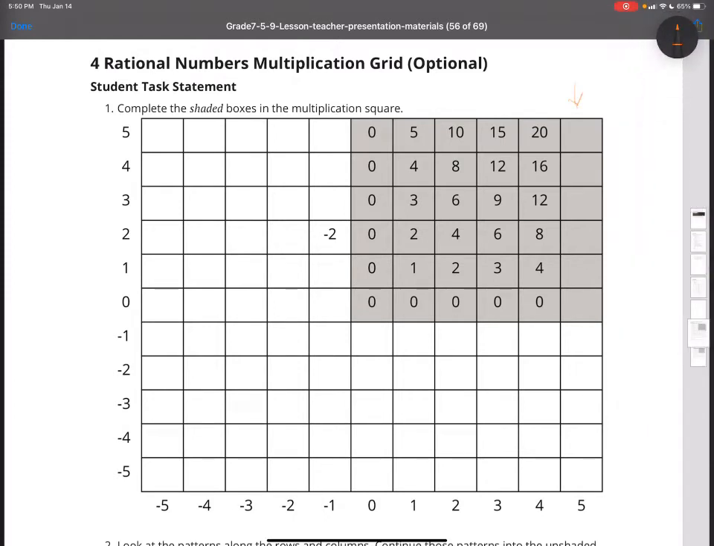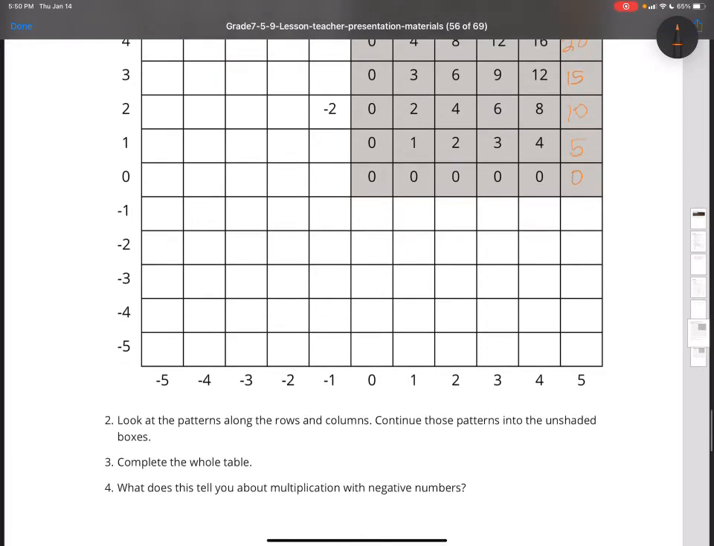All right. So what I notice is it's going from 0. This should be 0. Then 1, 2, 3, 4, 5, 2, 4, 6, 8, 10, 3, 6, 9, 12, 15. And if you notice the numbers in orange, it's counting by 5. So you could say, okay, 20, and this will be 25. And it says, look at the patterns along the rows and columns. Complete the patterns in the unshaded boxes. And then it said complete the whole table.